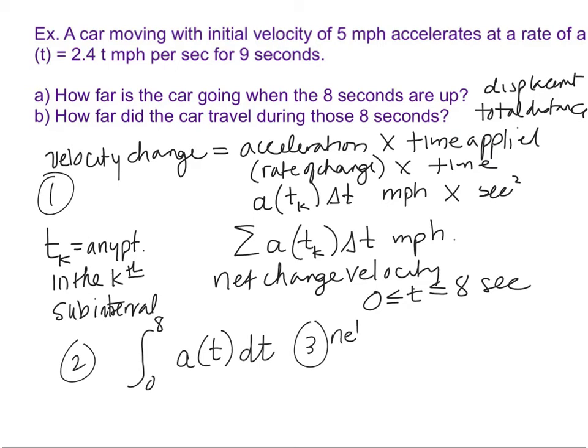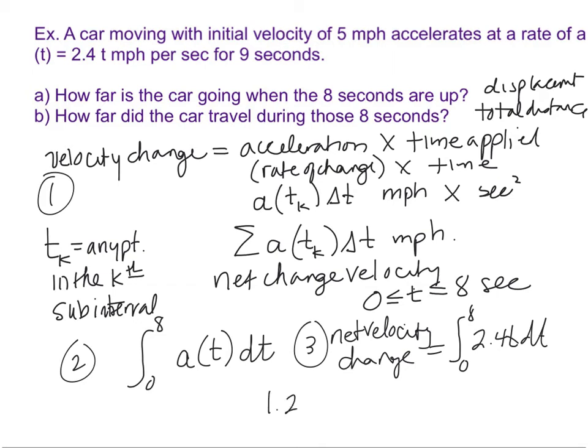So the net velocity change is equal to the integral from 0 to 8 of 2.4 t dt, which would get me 1.2 t squared, 2.4 t squared over 2, from 0 to 8. And if we evaluate that, we get 76.8 miles per hour.